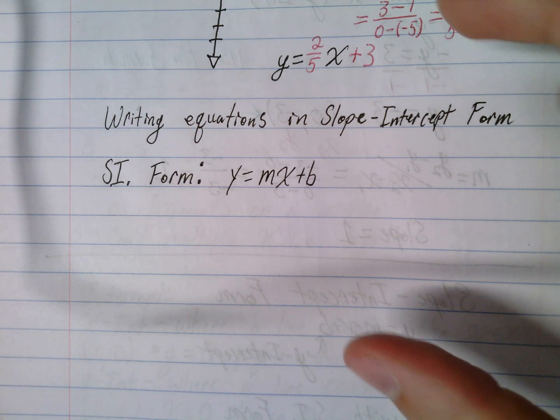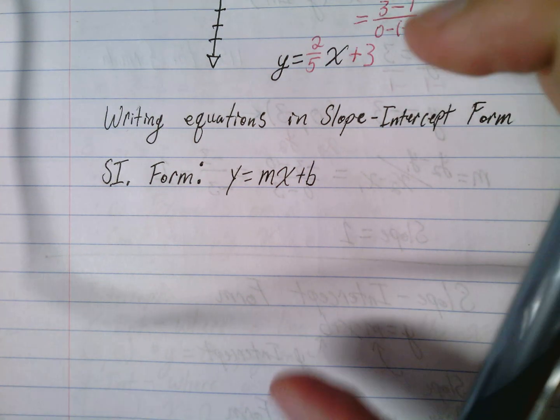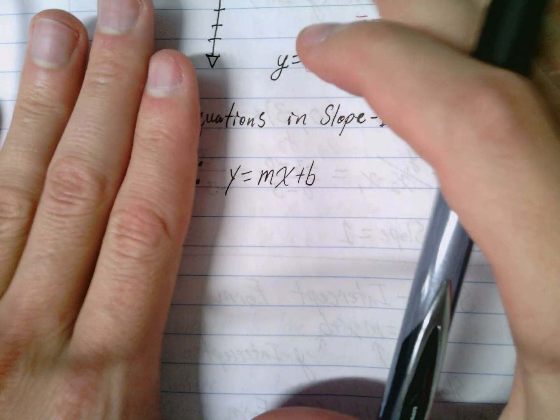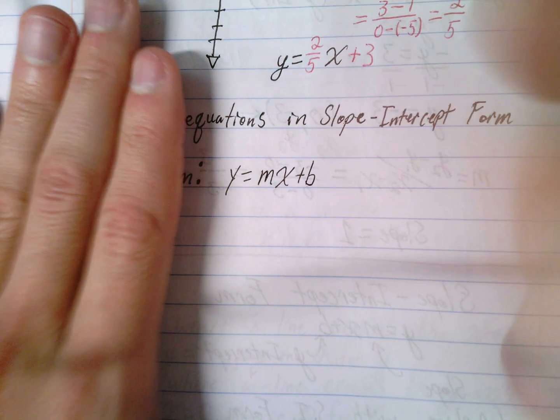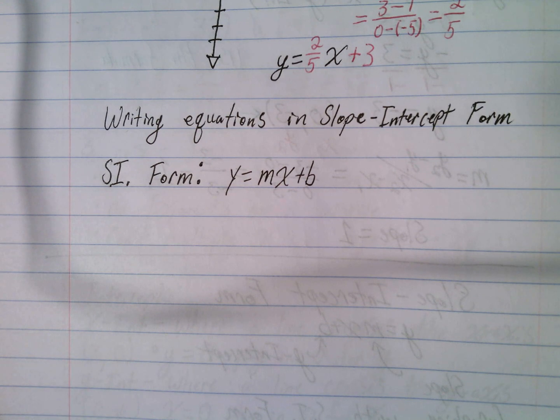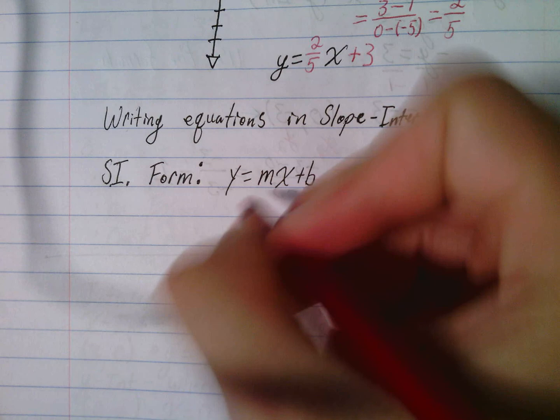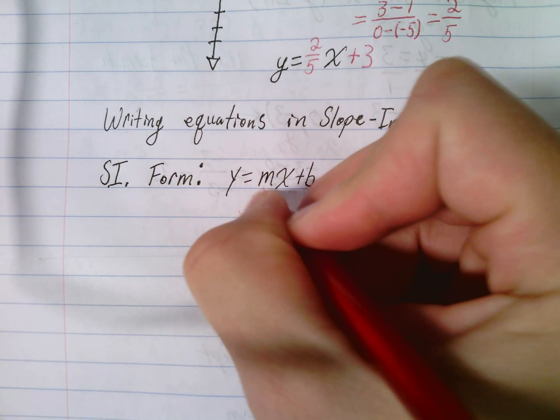And this is just a form, right? If I want to know if something is in slope-intercept form, I want to look at it and say, does it look like this, where m and b would be numbers? And what did m represent for us? M was the slope. Good.